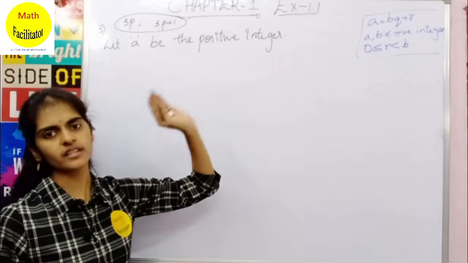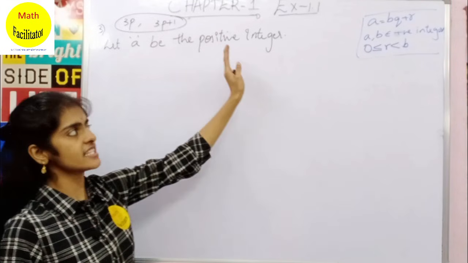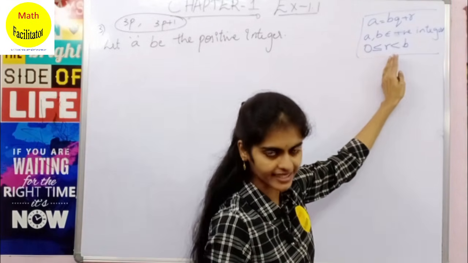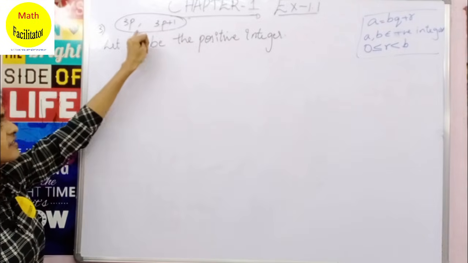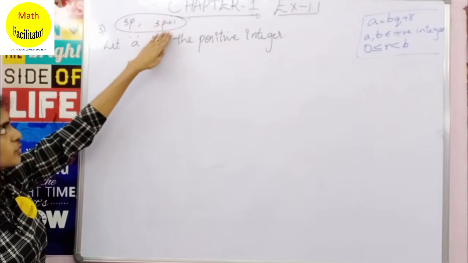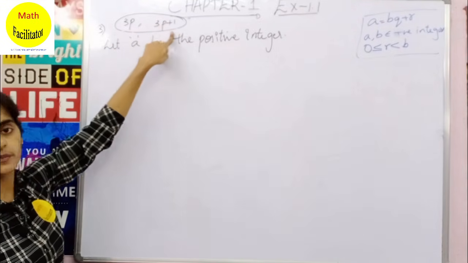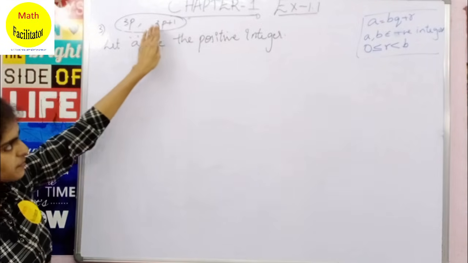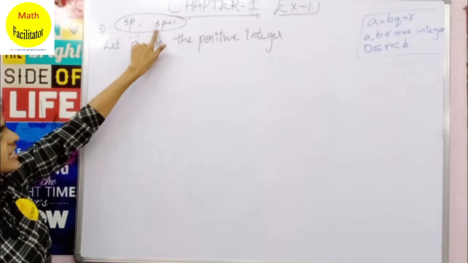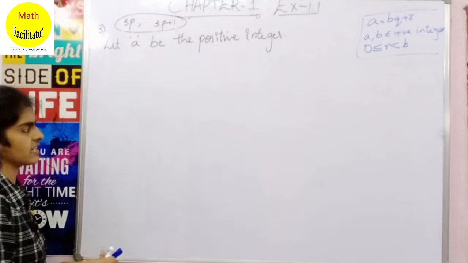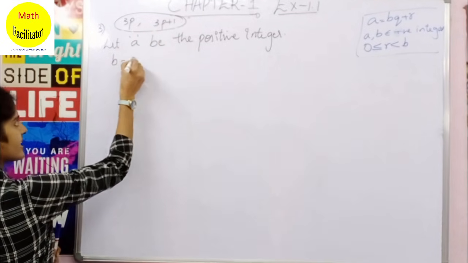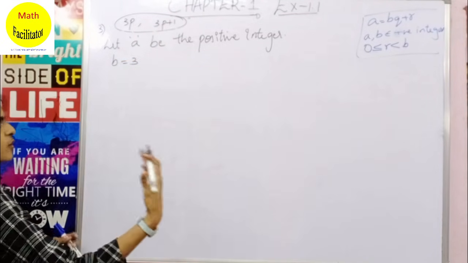Okay, similar to the previous one. Since you have to use Euclid's division algorithm, you want the b value also. Now the b value, I told you that you will compare with what you have to prove. You have to prove that it is of the form 3p or 3p plus 1. So comparing, just see it is of the form bq plus r. So what is b? b is 3. So comparing, you got b as 3. Clear?